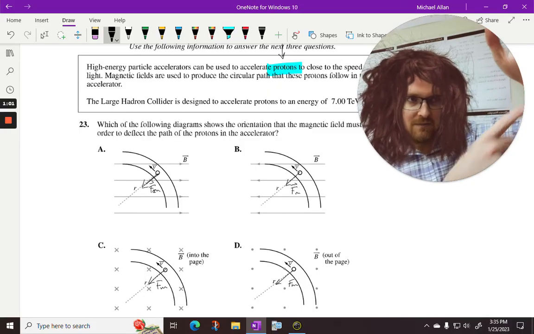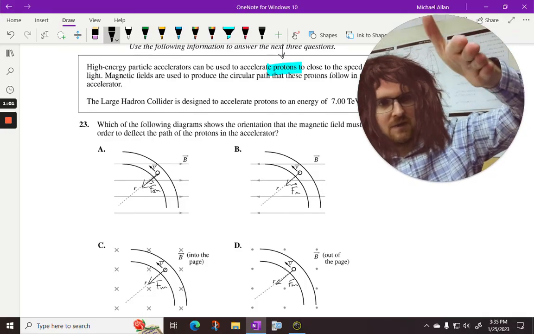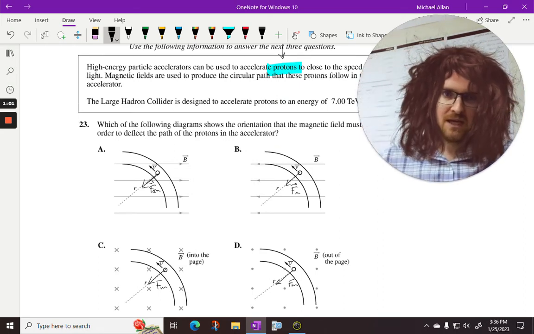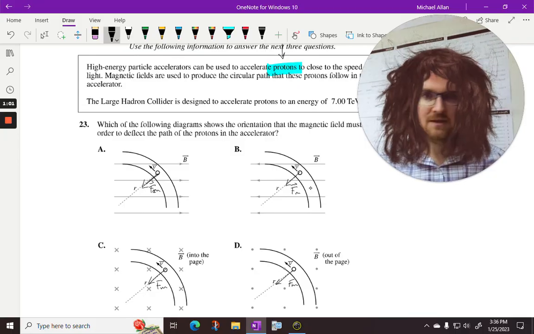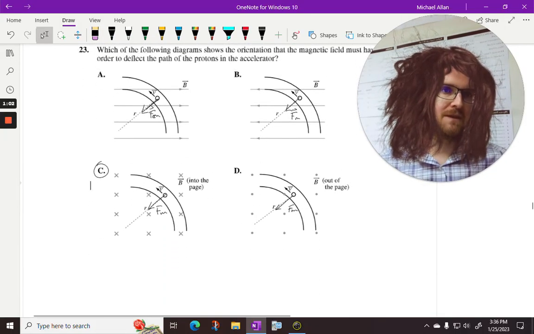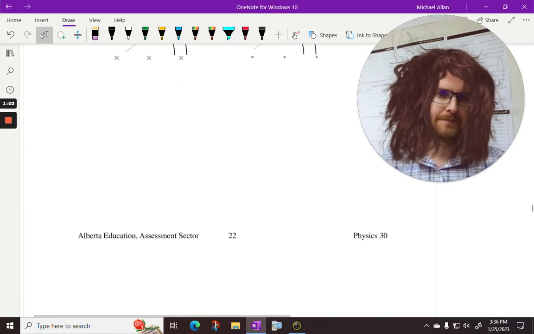So I got my palm in this direction, my thumb in the direction of the particle, and then I notice my fingers are going into the page just based on the way the orientation is here. So it's got to be C in this situation. Right, there we go. Just by setting up that hand rule, it's the only one that actually works.